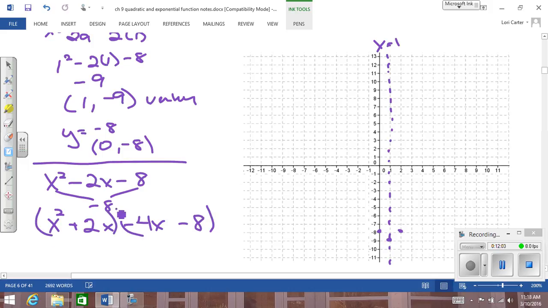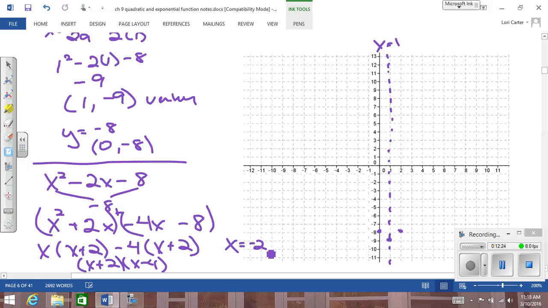Group. What'd you take out of the first one? X. Negative 4. Could you have used the shortcut if you felt like it? Yeah. So this is x plus 2 and x minus 4. So what does x equal? I'm out of room. Negative 2. So I'm moving over here. So x equals negative 2 and x equals 4. So what's my point?